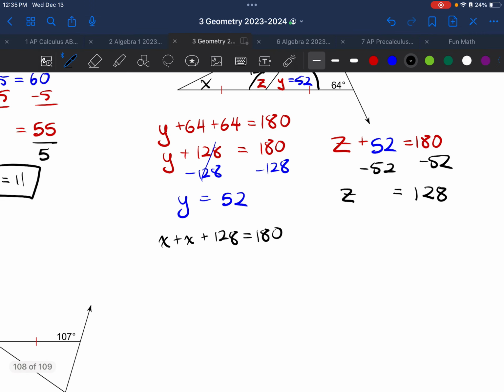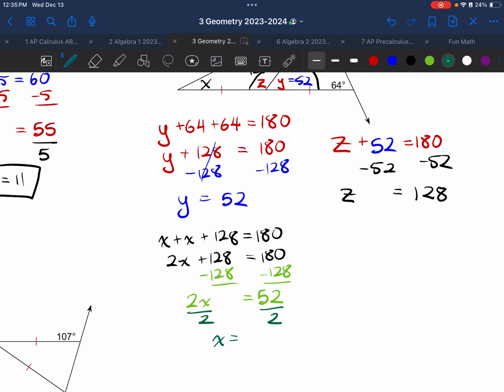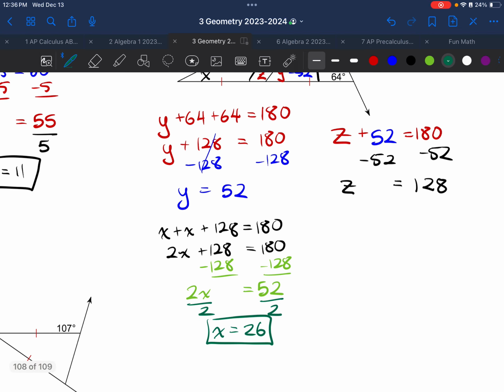So I can simplify this and say that 2x plus 128 equals 180 degrees. From there, I can subtract 128, and I get 2x is equal to, what is that going to be, 52. And then from there, I divide by 2, and x is equal to 26 for our final answer, which we will then box. Technically, it is degrees, but it doesn't really matter. x is equal to 26.